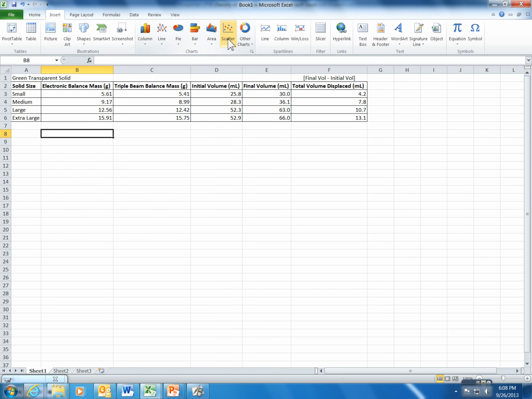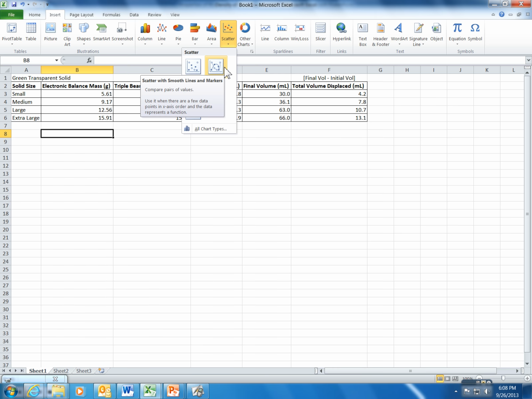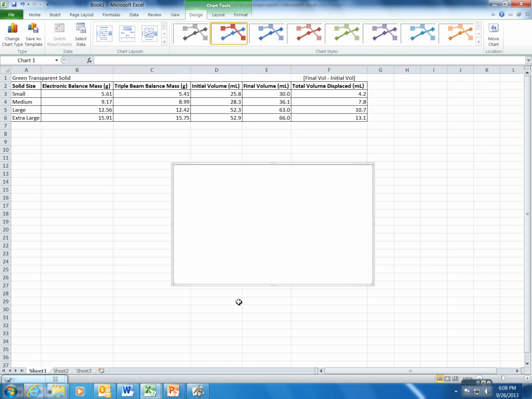So I'm going to need a scatter plot, but I don't want my scatter plot to have a smooth line or a jagged line, straight lines. I want it to just have markers or data points. This is the most common graph that we're going to do as a class, is data point graphs, or a scatter with markers only. So I click on that and I get this empty chart, and it has nothing for me. And so I need to start filling in the data.